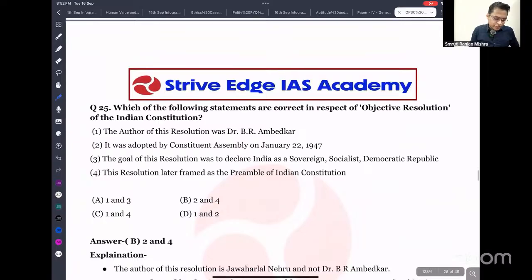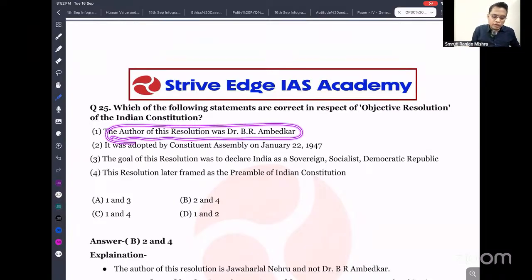Next one is: which of the following statements are correct with respect to the Objectives Resolution of the Indian Constitution? The Objectives Resolution was moved by Pandit Nehru to show what the objectives of our Constitution are, what we are going to achieve from this Constitution. The modified version of the Objectives Resolution is nothing but our Preamble. Okay, so the author of this resolution was B.R. Ambedkar. This option is not correct because it is Jawaharlal Nehru.